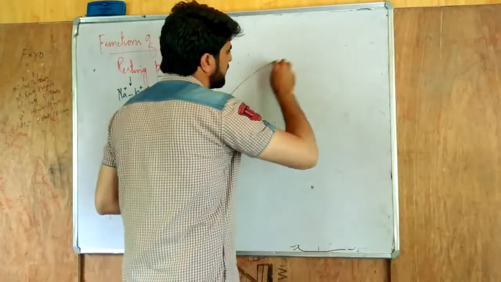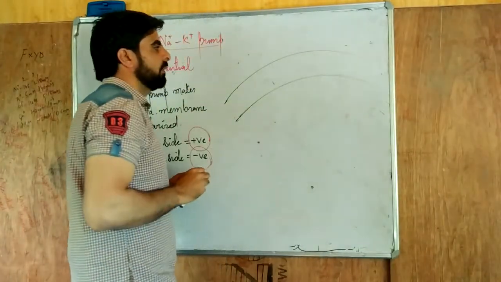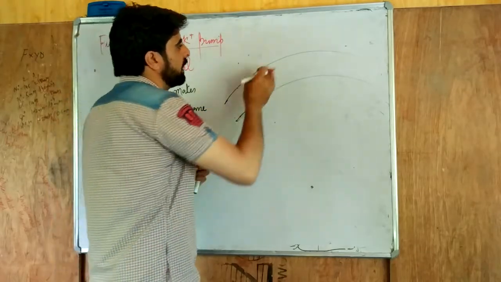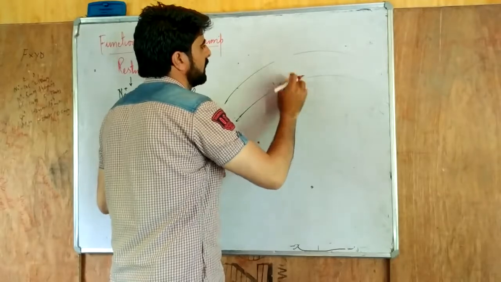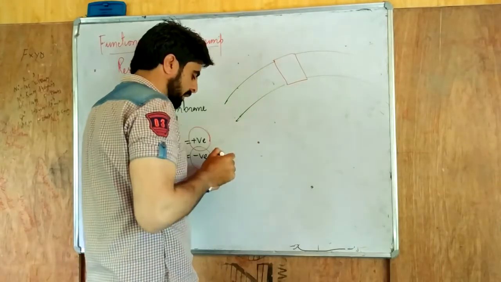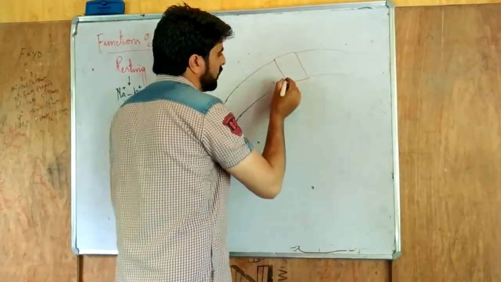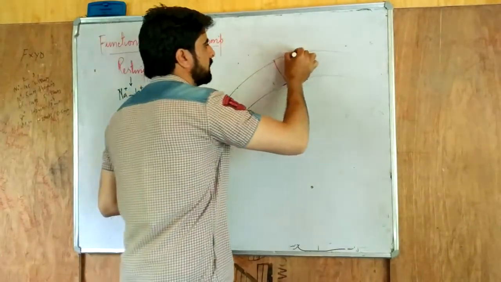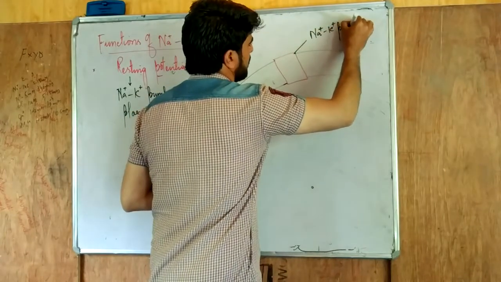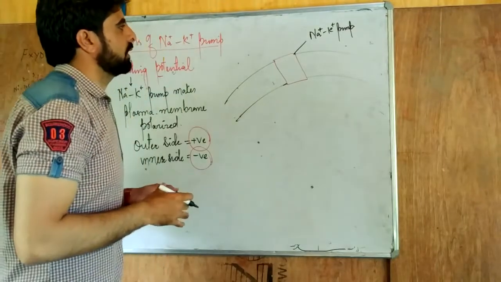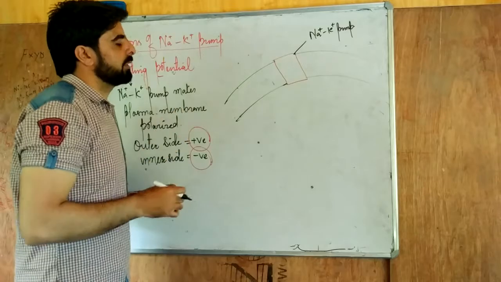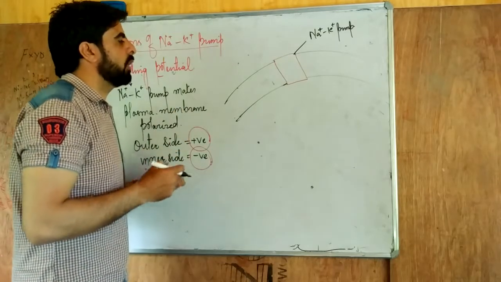Say for instance, this is the plasma membrane which I am drawing roughly. This is the extracellular matrix and this is the intracellular matrix, and we are making a sodium potassium pump here. We have discussed all these things in our previous lecture: it has sodium binding sites, potassium binding sites, ATP binding sites, ATPase activity, and a phosphate binding site.